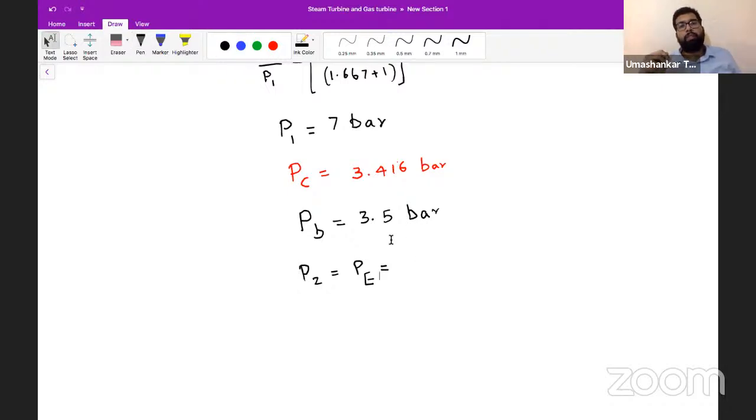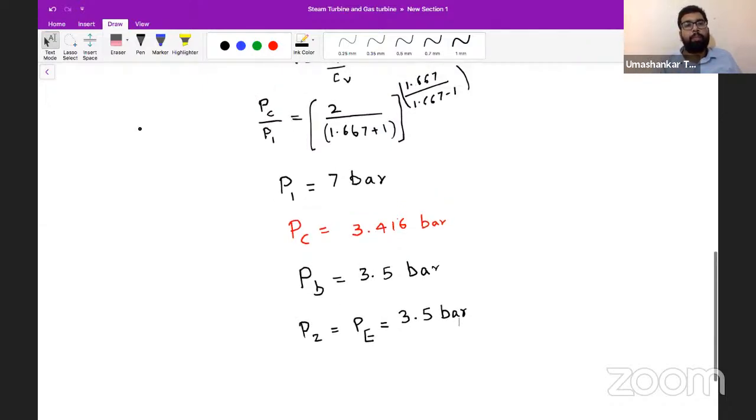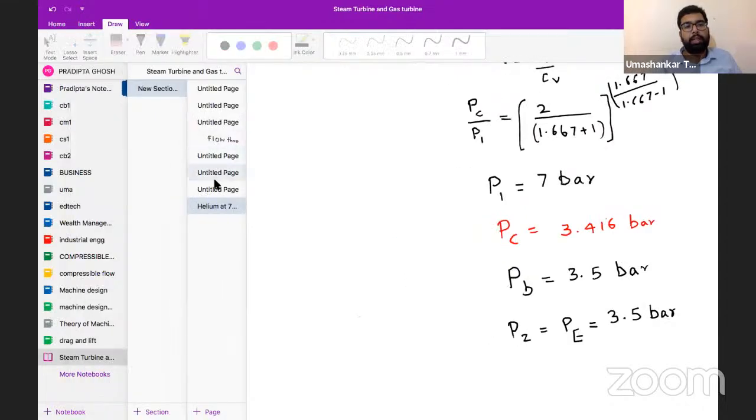So we have seen that when back pressure is greater than the critical pressure, we have no problem. So we can use 3.5 bar. We can reduce the pressure in this nozzle certainly to 3.5 bar. So we have the exit pressure as 3.5 bar.